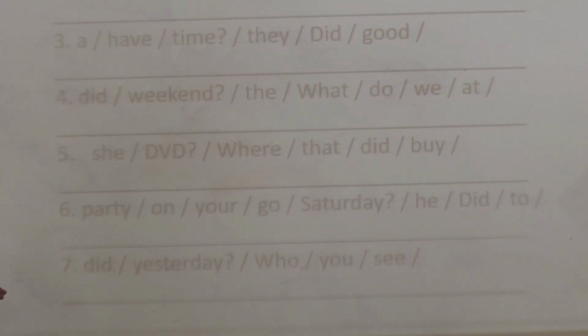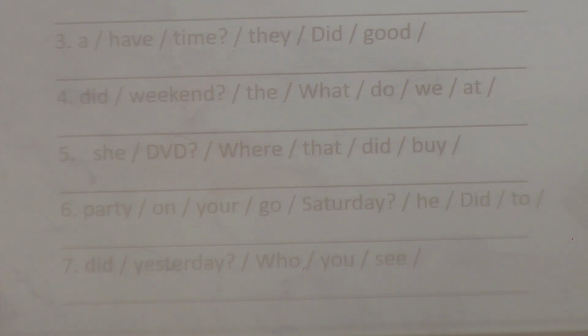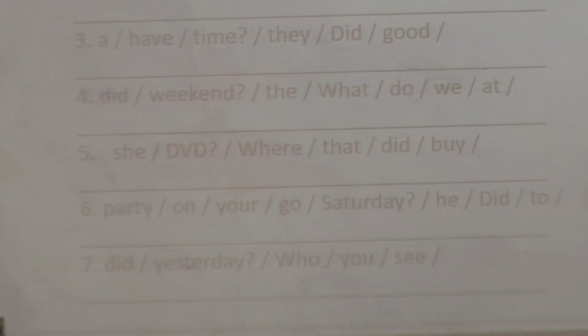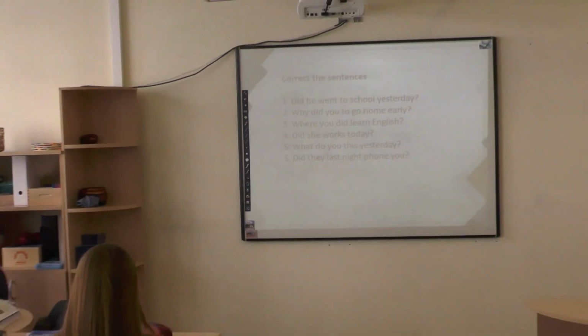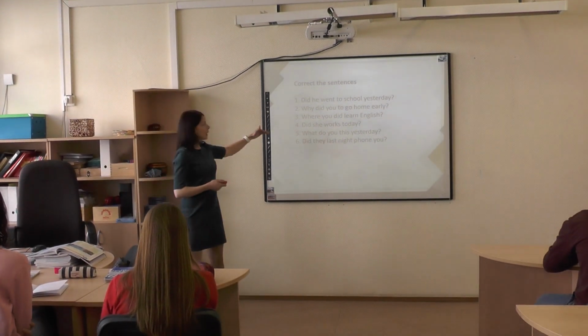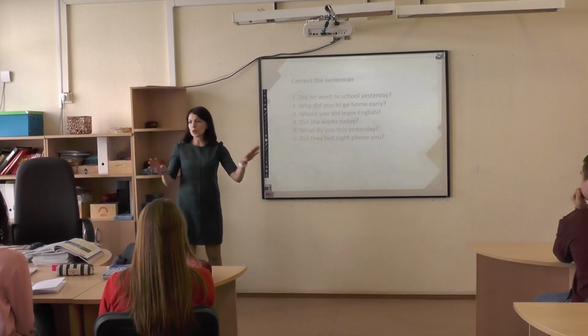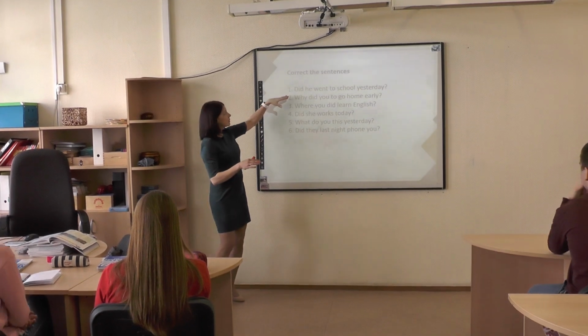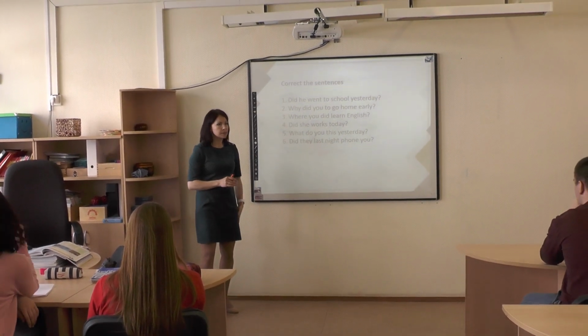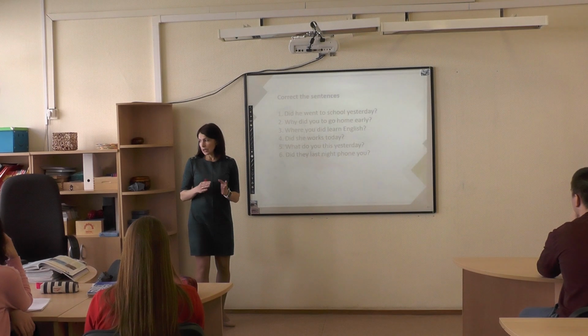And the last, number 7, Alina. What did you say yesterday? Very good, it's great. Number 7 is, who did you see yesterday? So now we will do the last exercise. You should correct the sentences. Let's do it all together. Don't write in your copybooks. Find the mistake and correct it.